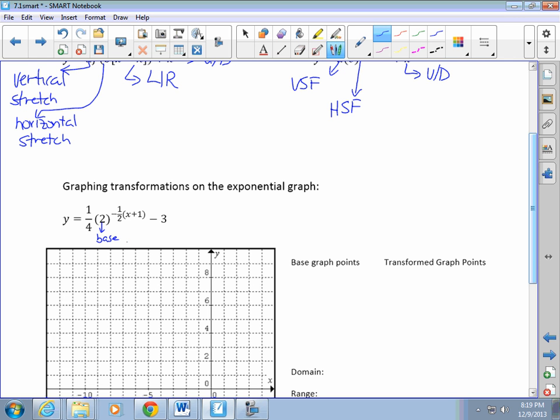So I know it's a base of 2, so I know that it's greater than 1, so I'm going to have an increasing graph. So that means it's going to be going larger.